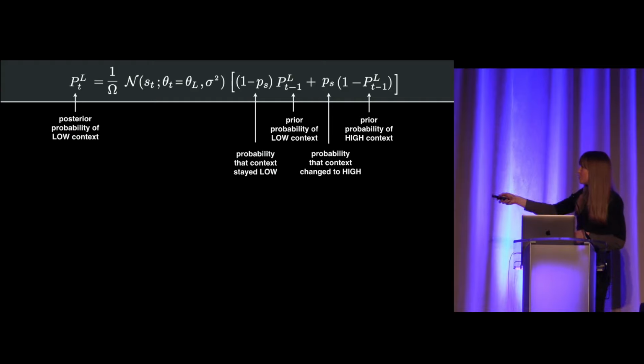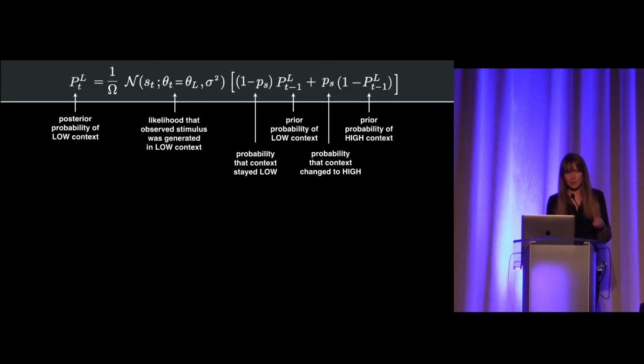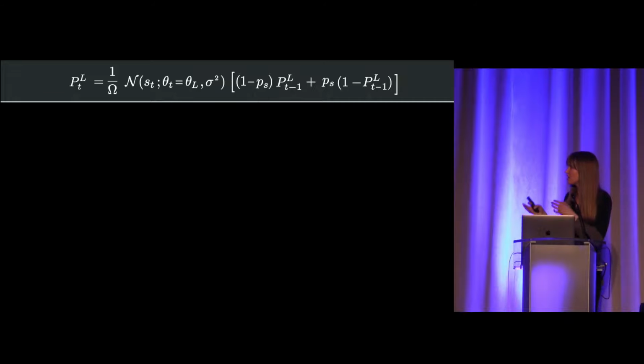Together, we multiply this by the likelihood that the stimulus that we observe at time t was generated in the low context, and together, this gives us back our posterior probability. Okay, so in this way, we've defined an expression for the probability of being in the low state at time t in terms of things we know about the stimulus distribution and the dynamics of the environment and how they switch between contexts. So written as it is, this captures the key aspects of Bayesian inference.